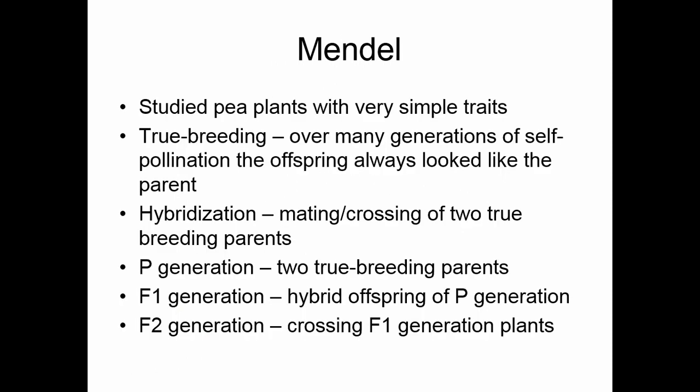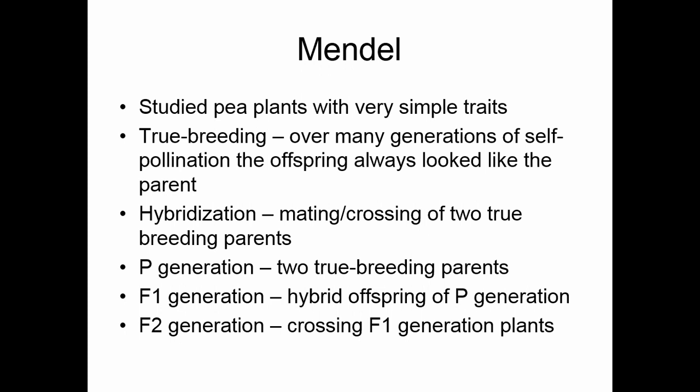Okay, welcome back. So here's some basic information. Mendel studied pea plants, which you read, with very simple traits. True breeding means over many generations of self-pollination, the offspring always looked like the parents. You'll hear these terms come up, so I want to make sure you understand them. Hybridization is a mating or a crossing of two true breeding parents.